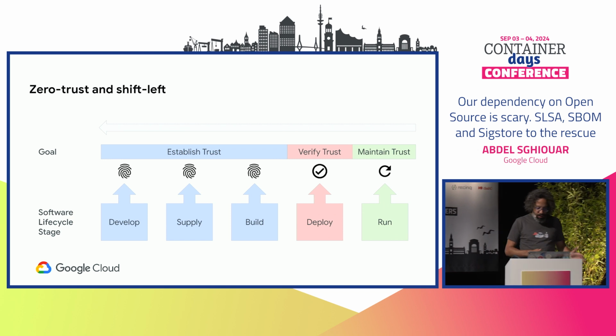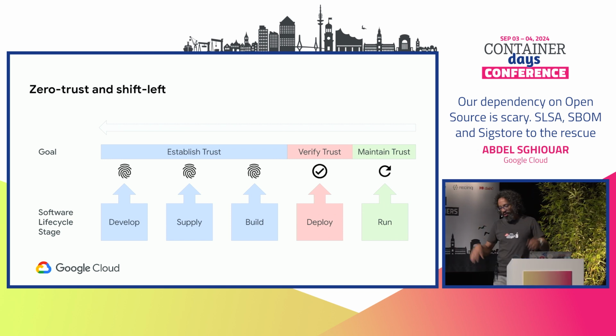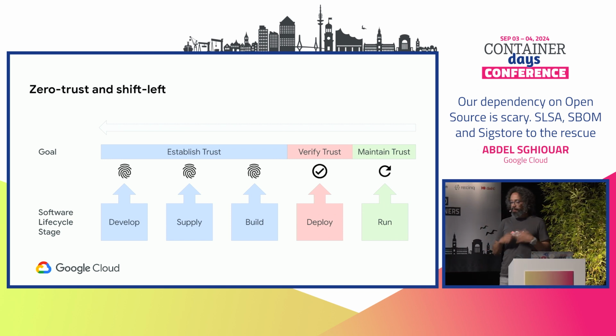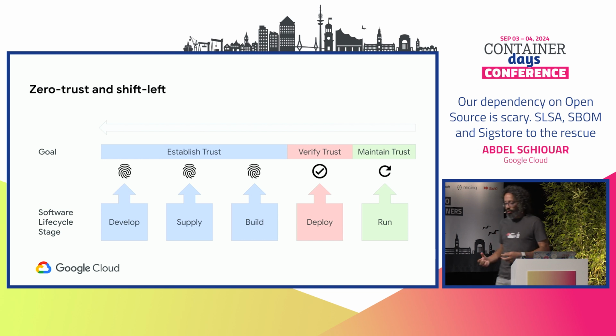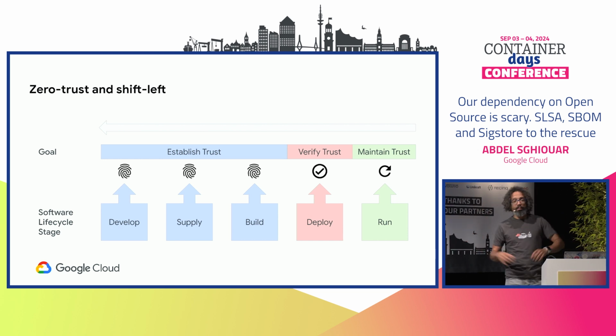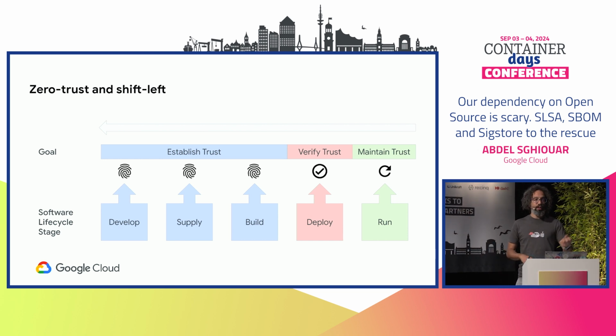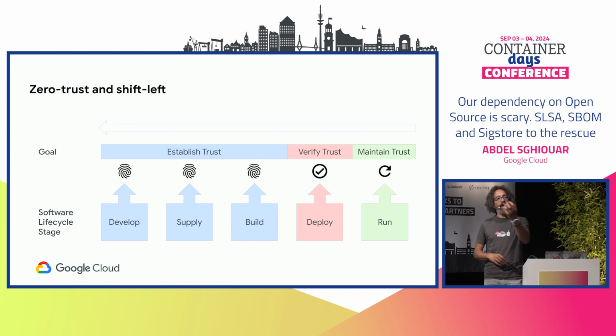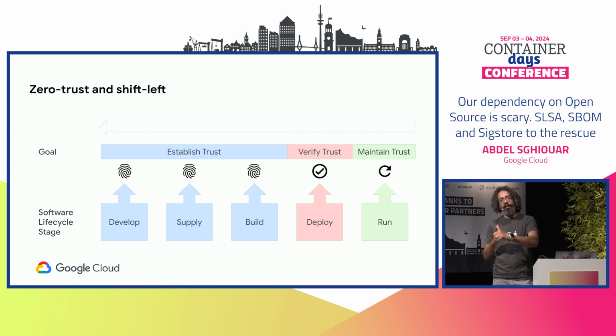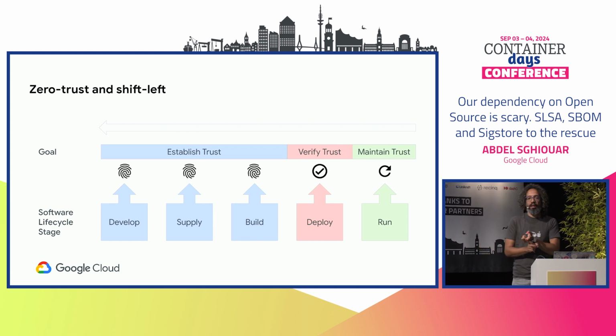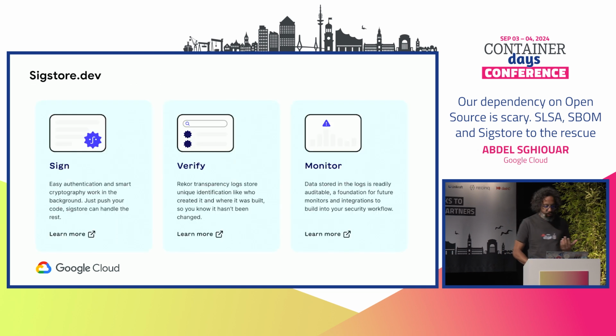Shift left is borrowed from DevOps, which essentially means making developers aware of what they're doing, not making them responsible. Making them aware, giving them the tools that allow them to verify that the libraries they're downloading are good, that the code they're writing is good, et cetera, et cetera. So how do we do this?